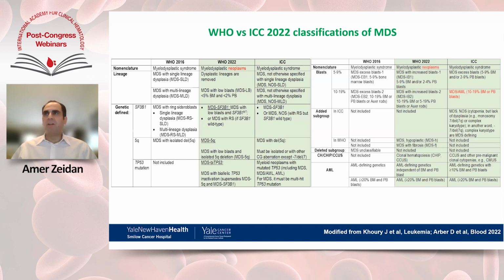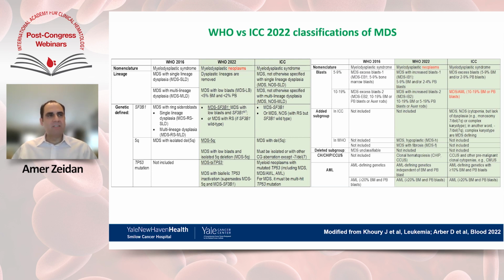For example, now the WHO is calling MDS myelodysplastic neoplasms. So formally, it's included neoplasm in the name. However, the abbreviation continues to be MDS. The WHO removed the difference between single lineage dysplasia and multilineage dysplasia, which was present in prior classification, while this was maintained in the ICC.